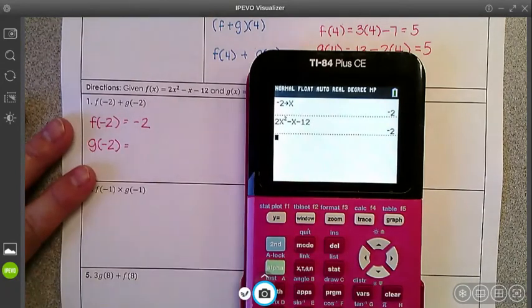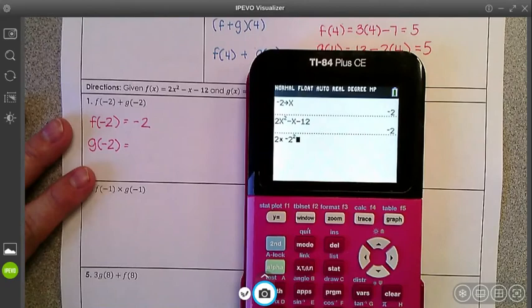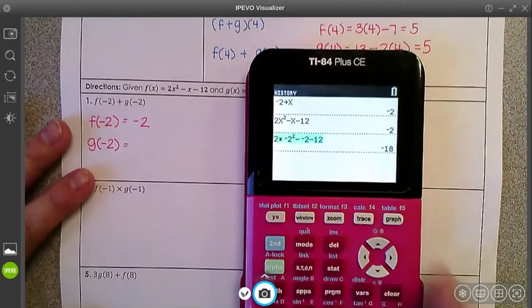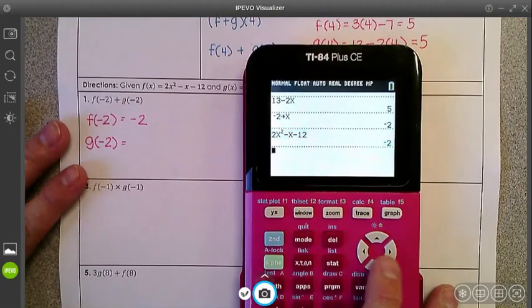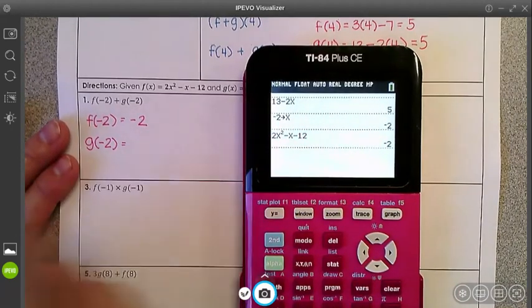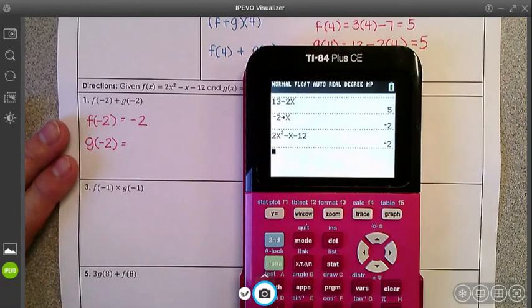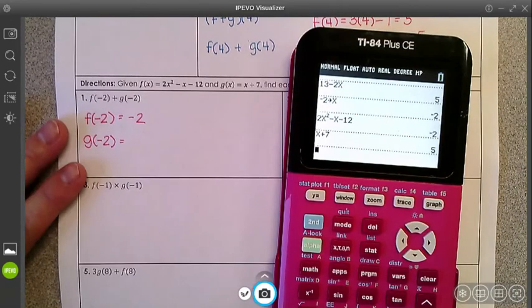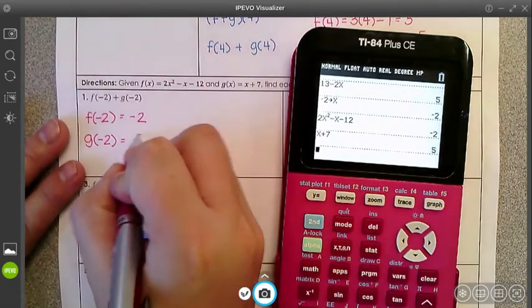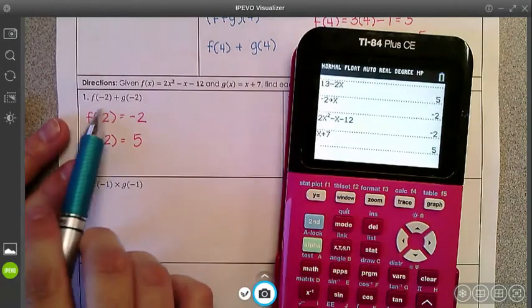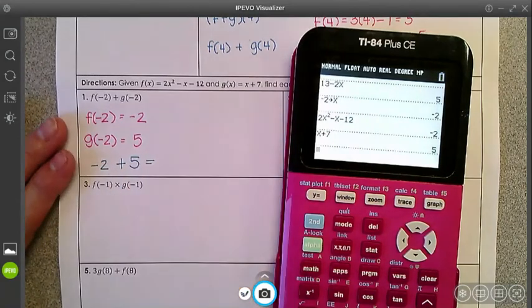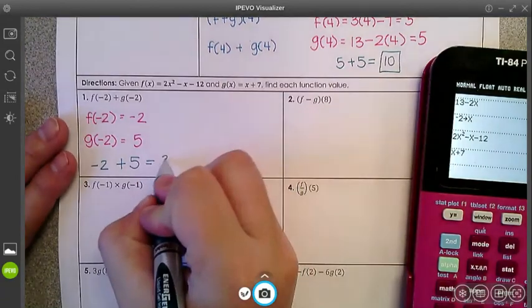Here's what I don't want you to do. 2 times negative 2 squared minus negative 2 minus 12. Because look, you get a different answer. That's why you use the store button. Don't do it the wrong way that I just showed you. Use the store button. G of negative 2, that is x plus 7. And we get 5. The problem was f plus g, so negative 2 plus 5, and that equals 3.